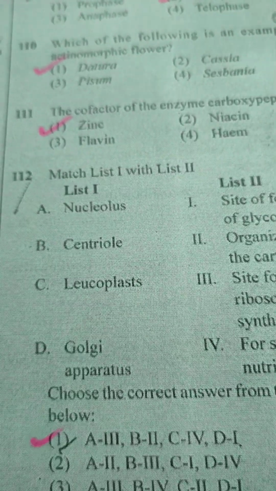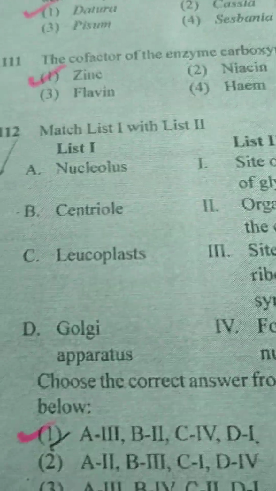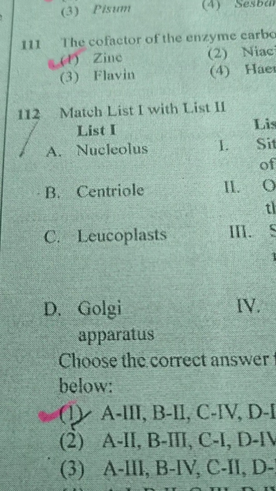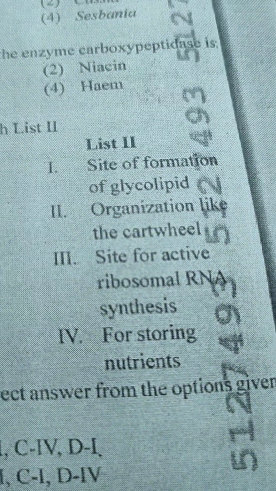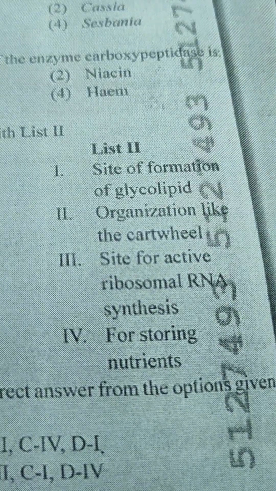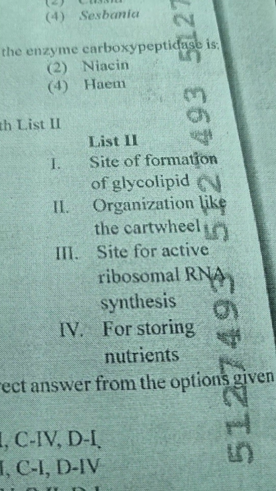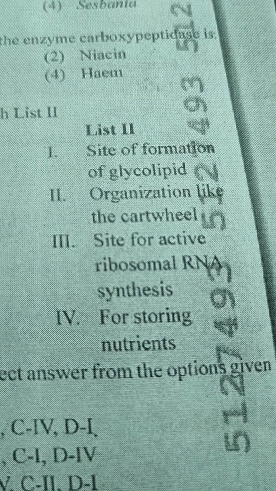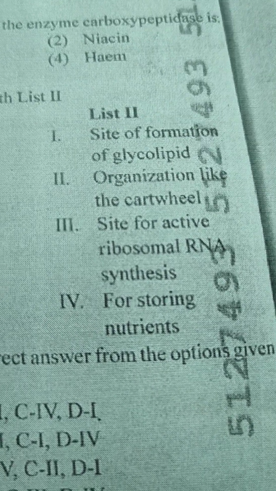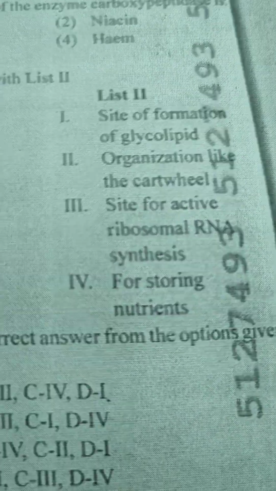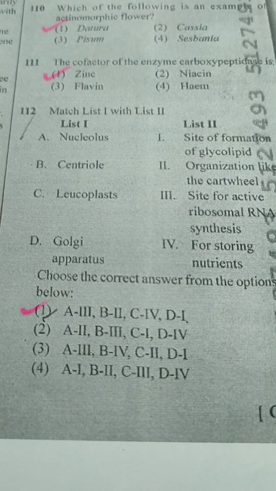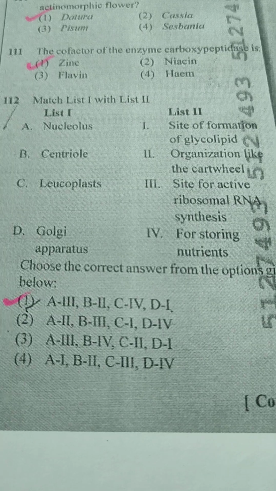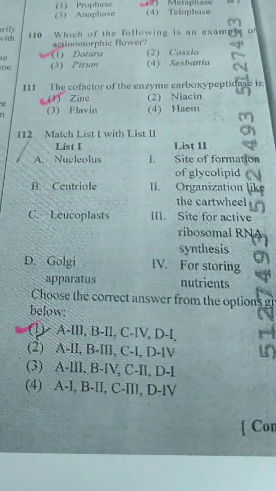Question number 112. Match list 1 with list 2. Options: list 1, nucleolus, centriole, leucoplast, Golgi apparatus. List 2, site of protoplast, site of formation of glycolipid, organization like cartwheel, site for active ribosomal RNA synthesis and for storing nutrients. Correct option is A3, B2, C4, D1.